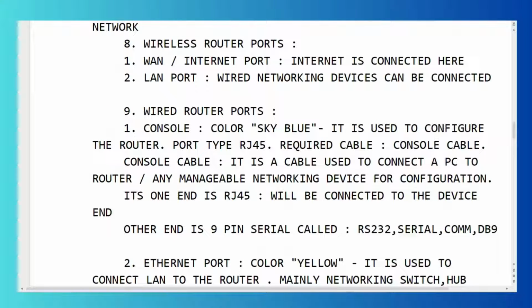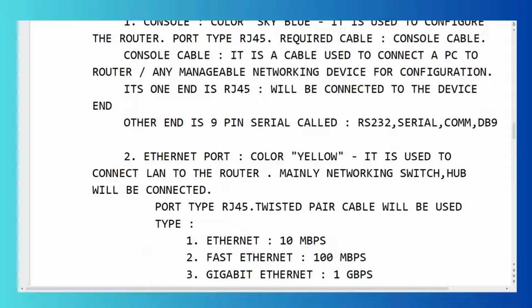Router ports: console, color sky blue. It is used to configure the router. Port type RJ45, cable required is the console cable. A console cable is used to connect a PC to a router or any manageable networking device for configuration. One end is RJ45, connected to the device, and the other end is a 9-pin serial, called RS232 serial COM DB9.